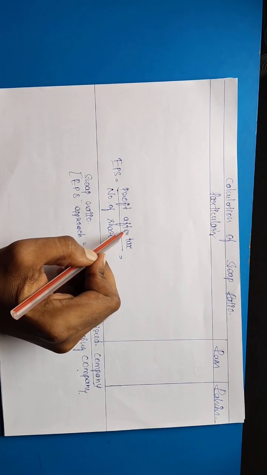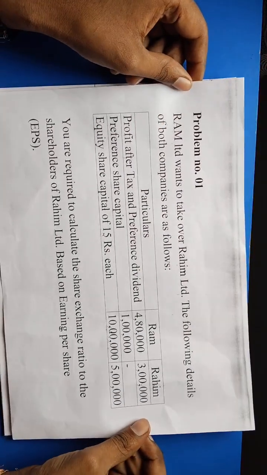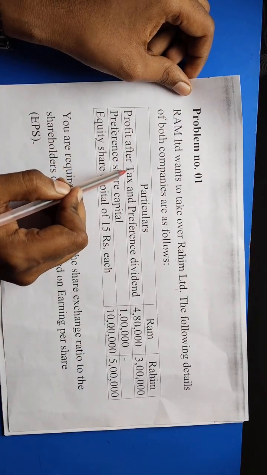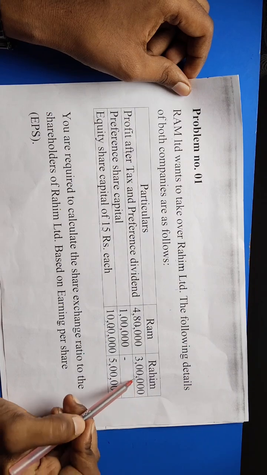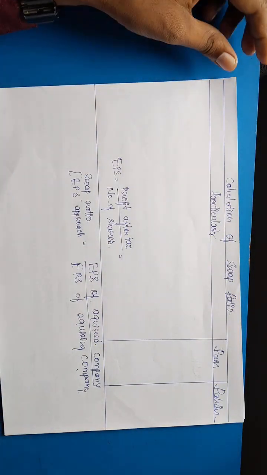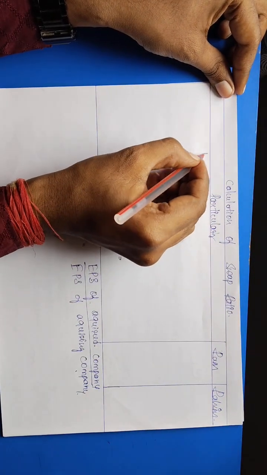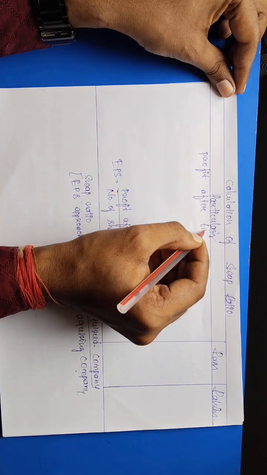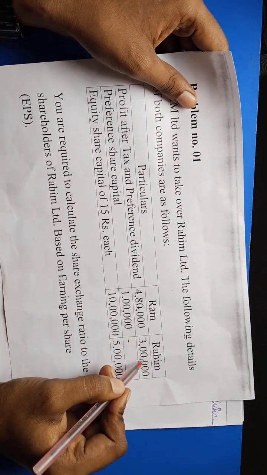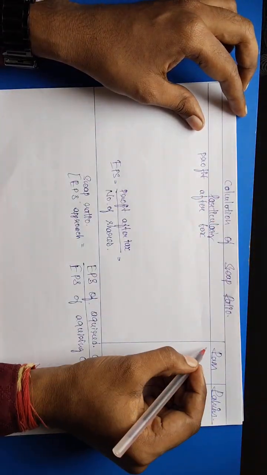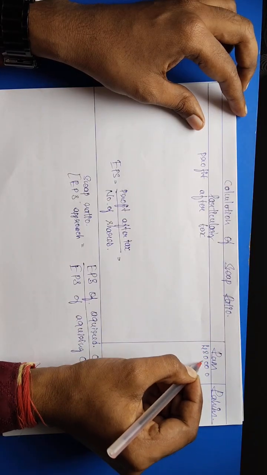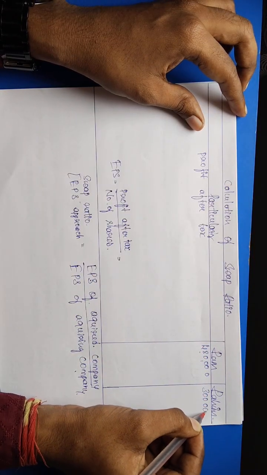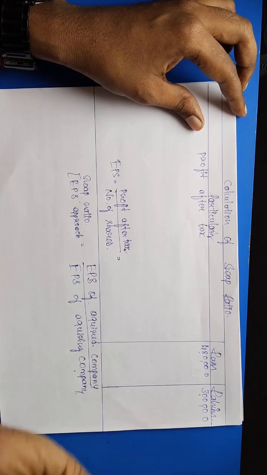Okay, now calculate the earning per share. First, profit after tax. Take a look at the problem. They have already given profit after tax: Ram 4,80,000 and Rahim 3 lakh rupees. So just take it first. We got the profit after tax. That is Ram 4,80,000 and Rahim 3 lakh. So now we have the profit after tax.